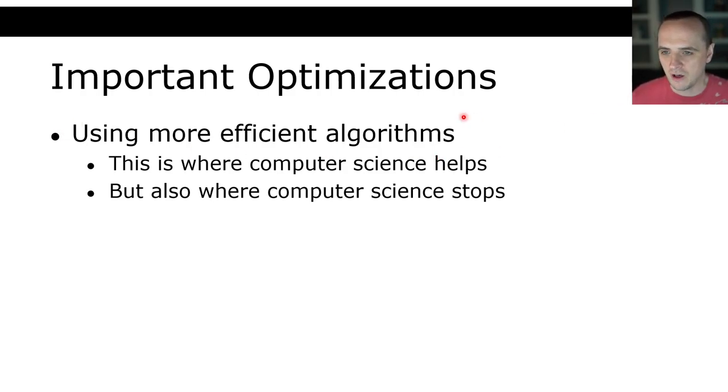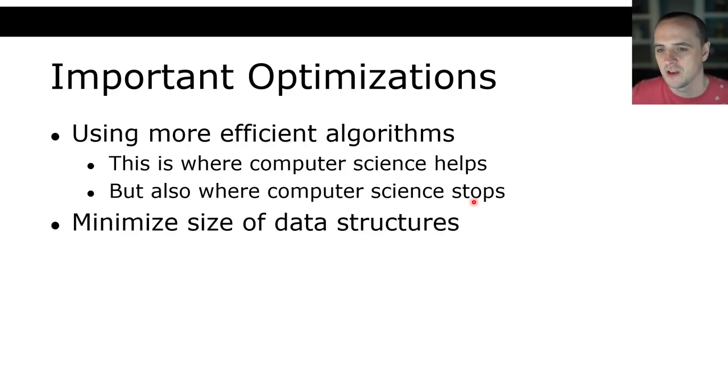And algorithms is where your computer science degree, or equivalent degree, is going to help you. But this is also where computer science stops, right? You just graduate and you think, big O notation, that's all that matters. So however I implement it is just going to work, right? But that is not the case whatsoever.